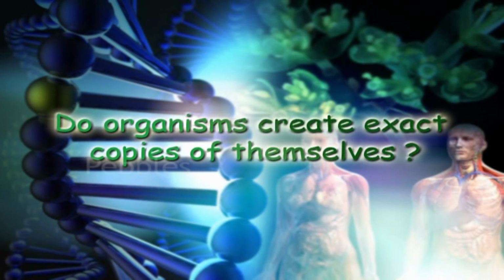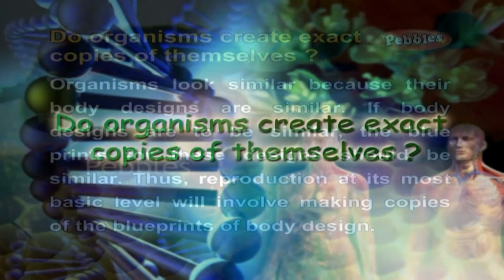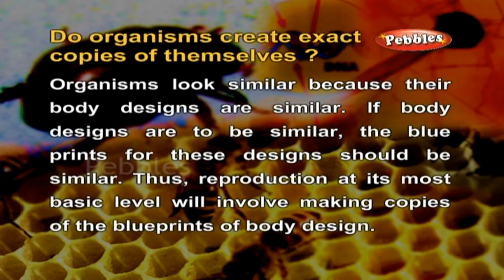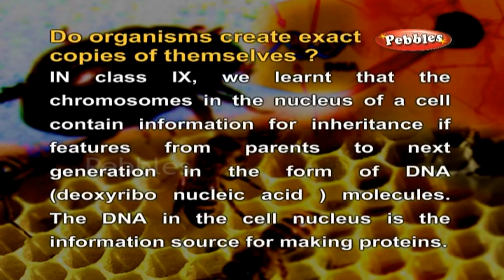Do organisms create exact copies of themselves? Organisms look similar because their body designs are similar. If body designs are to be similar, the blueprints for these designs should be similar. Thus, reproduction at its most basic level will involve making copies of the blueprints of body design. In class 9, we learned that the chromosomes in the nucleus of a cell contain information for inheritance of features from parents to next generation, in the form of DNA molecules.